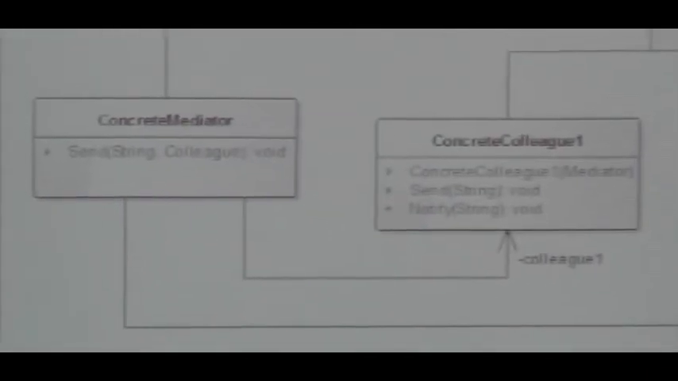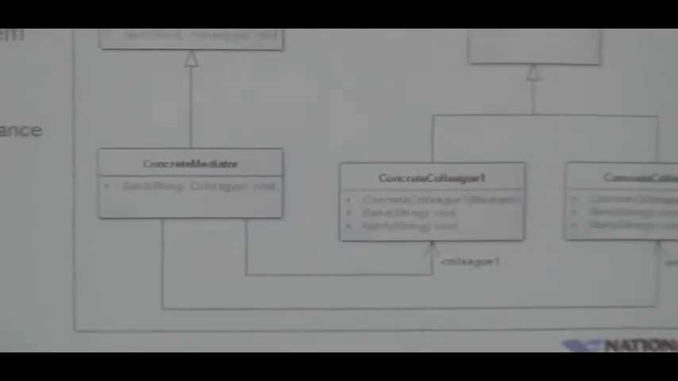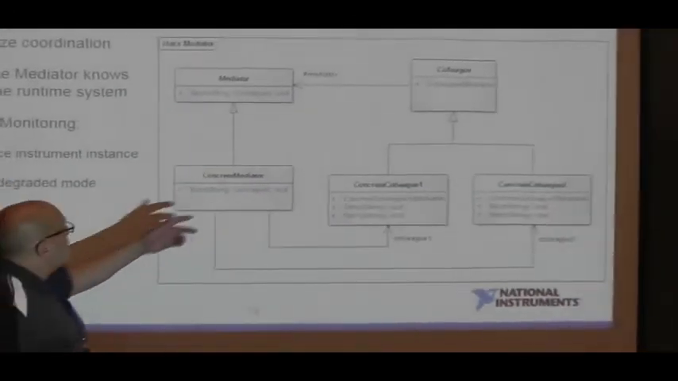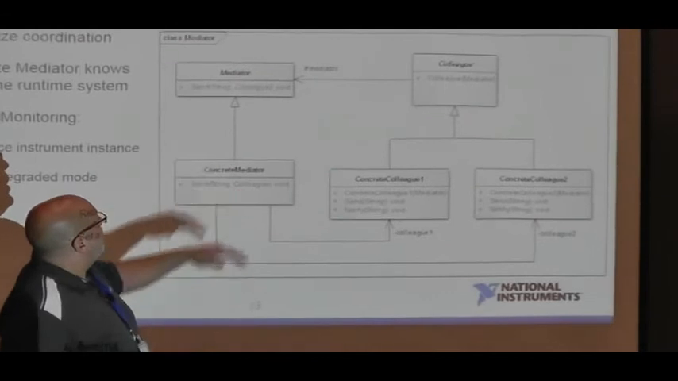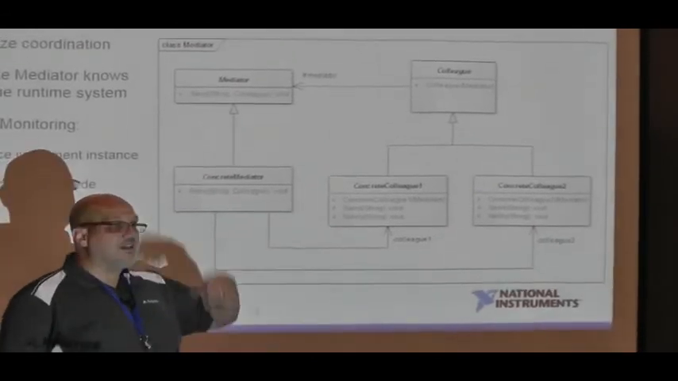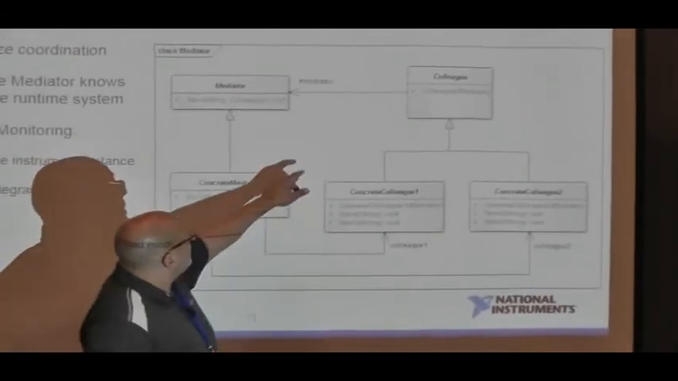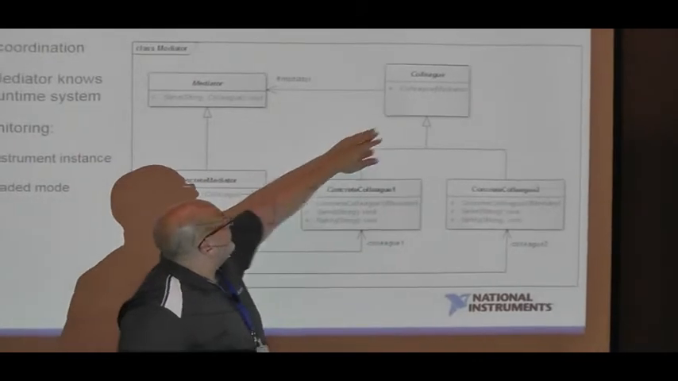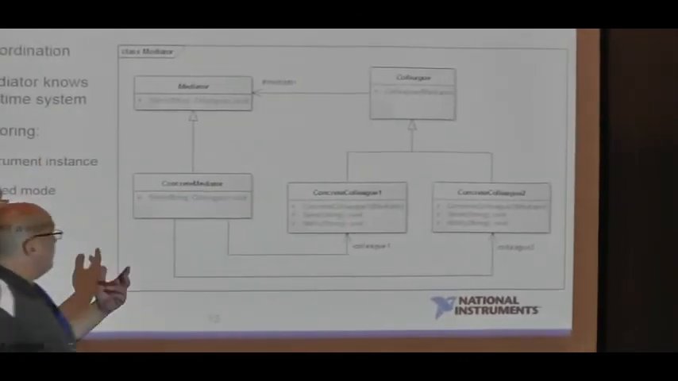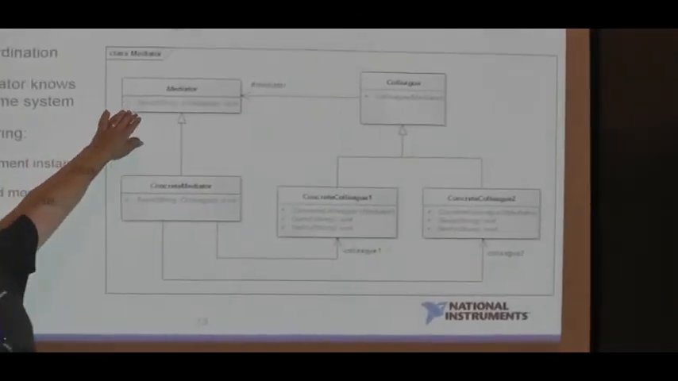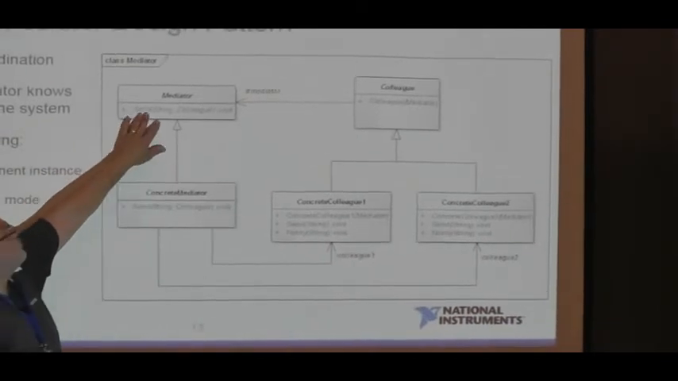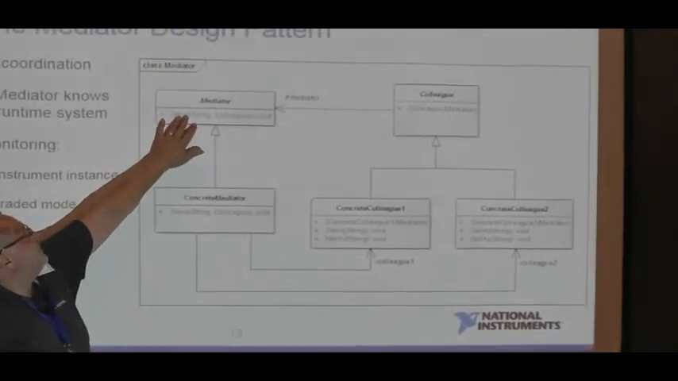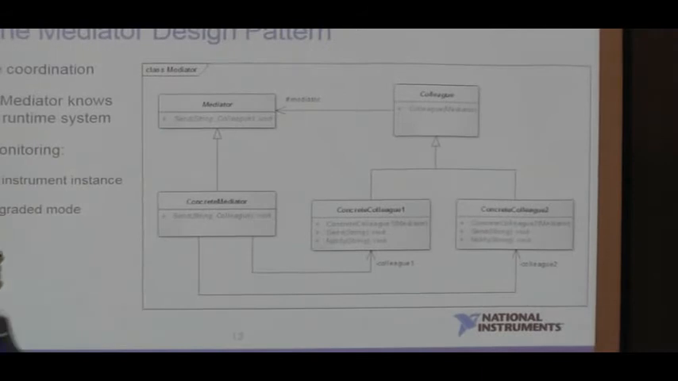But on the other side, the colleague has to know the concrete mediator also. So that's a way to avoid having a cyclic dependency. You create a dependency at the abstract level. The colleague here has an instance of the mediator, but at that level. So that means that it will just be able to work with the methods that are here.